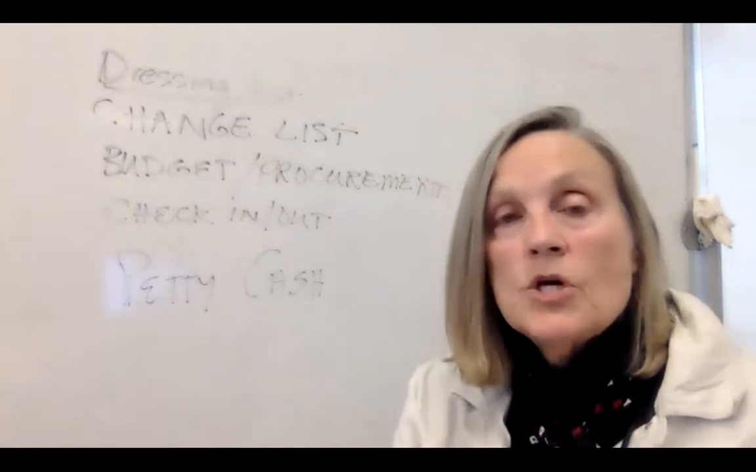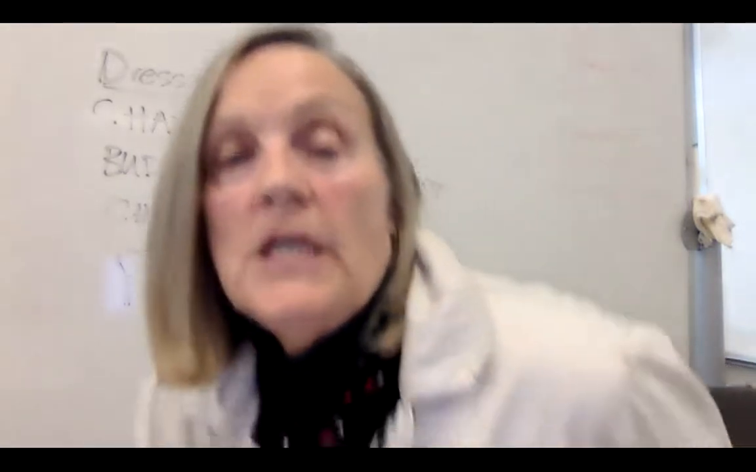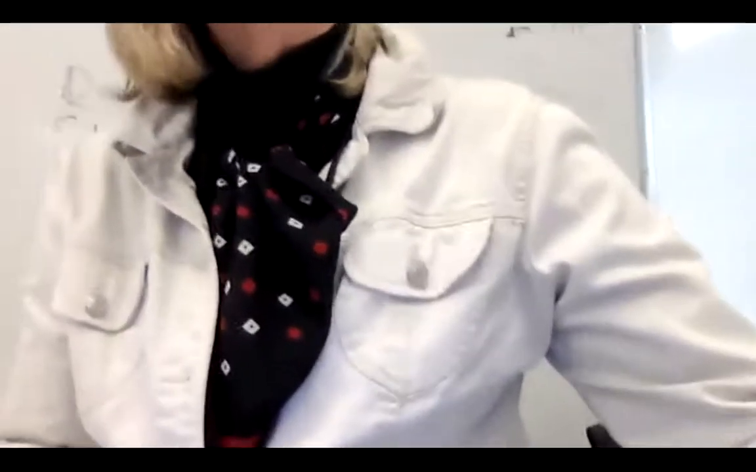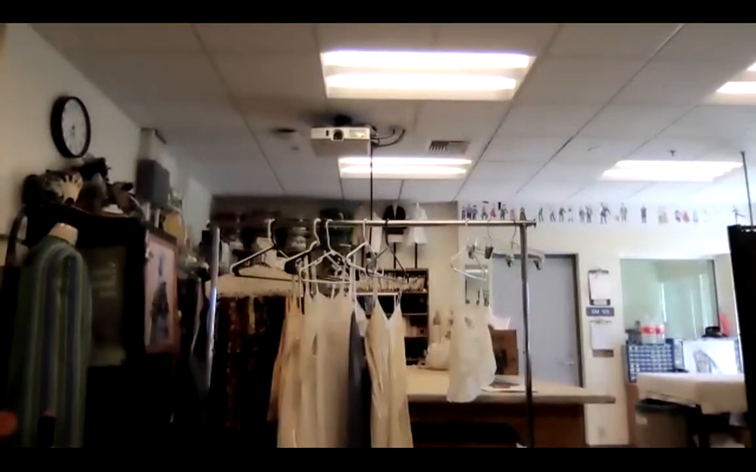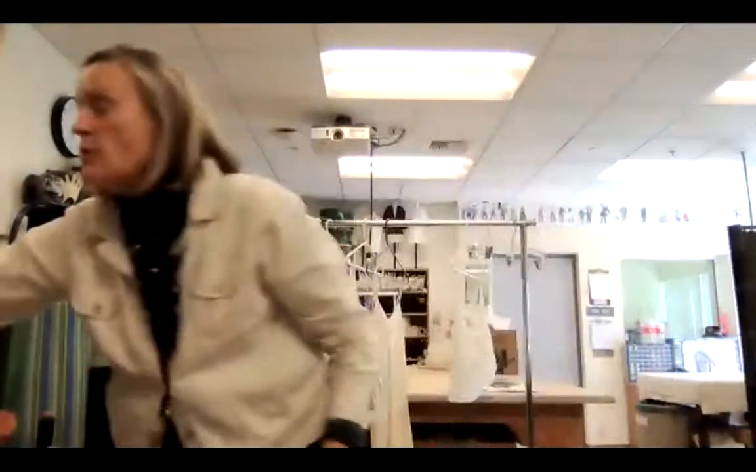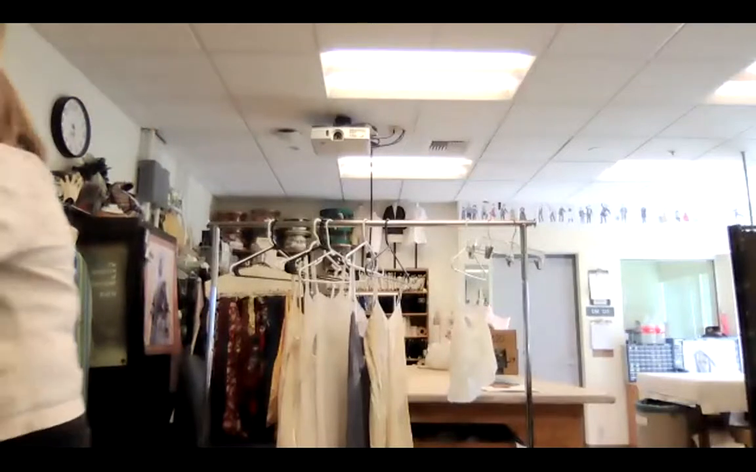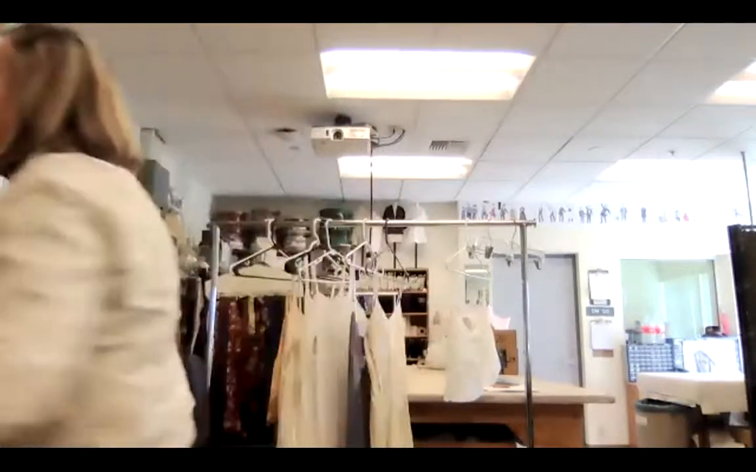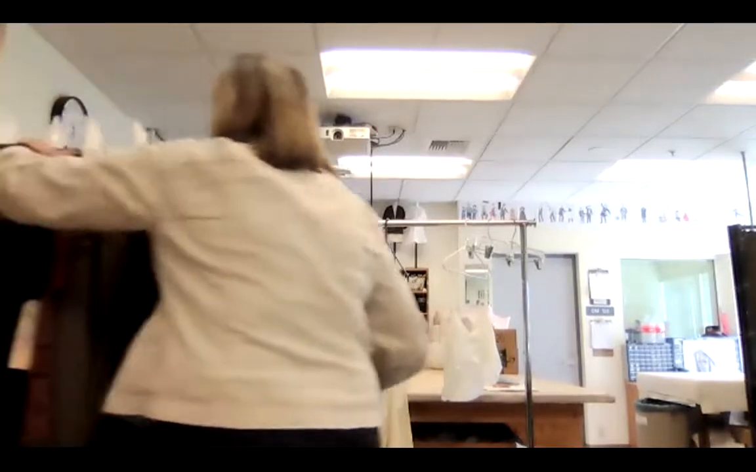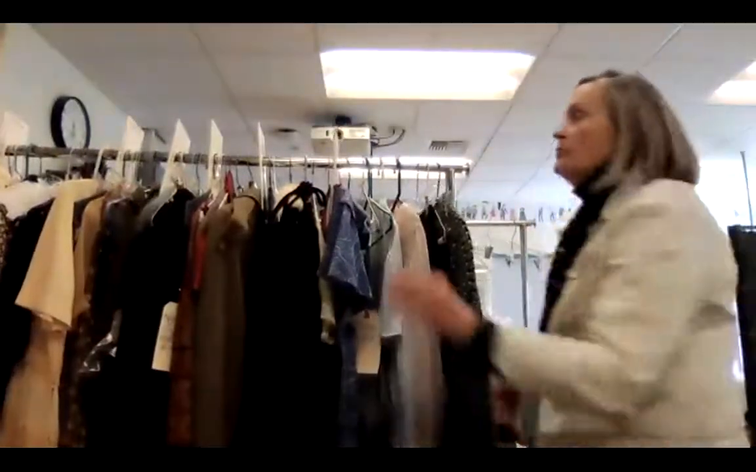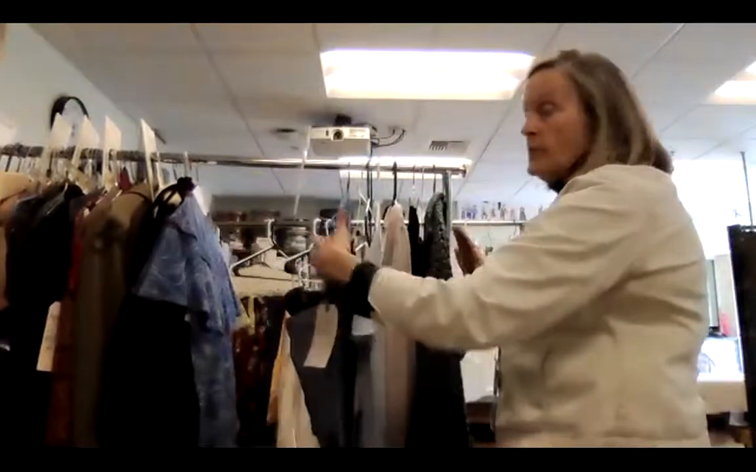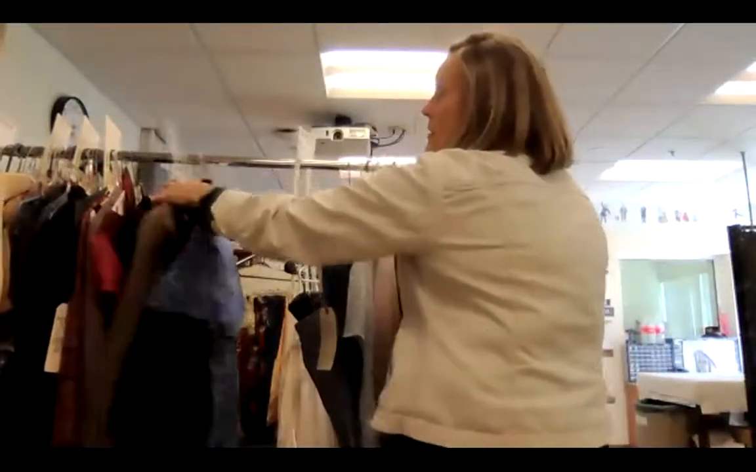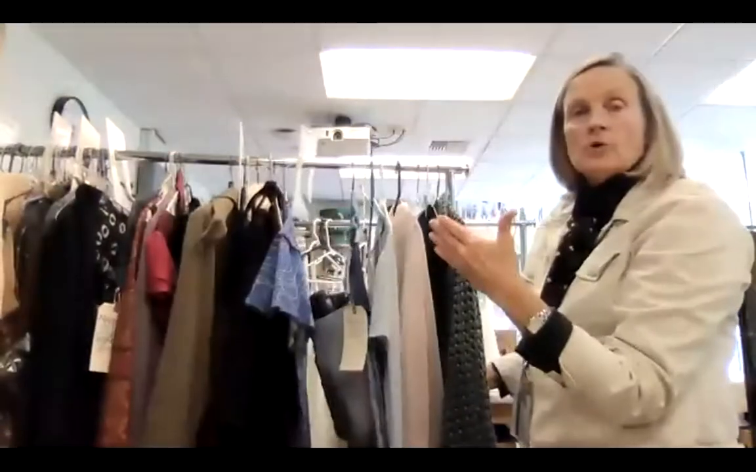Okay, a little show and tell. I'm going to show you how we organize things. If we were in a dressing room, we would be organizing it this way, but I'm going to just turn it around so that you can see how we organize things for that check-in, check-out list. If we were in a dressing room at this point, everyone would have their own specific area, okay? So they may be on one bar, but there would be one person and a second person. They are organized in alphabetical order.